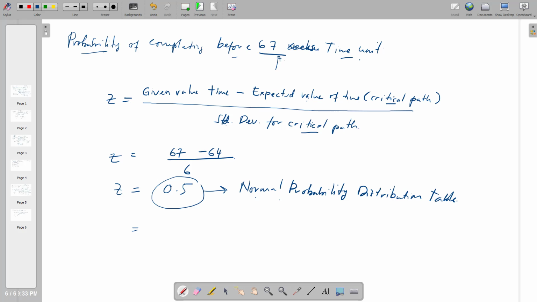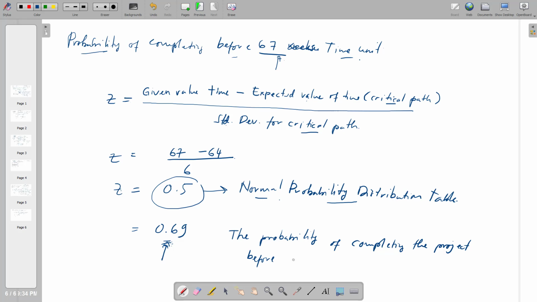For example, if from the normal probability distribution table the corresponding value for 0.5 is, I think somewhere here, 0.69, then the answer is like this: the probability of completing the project before 67 weeks, 67 time unit, is 69%. That's the answer.